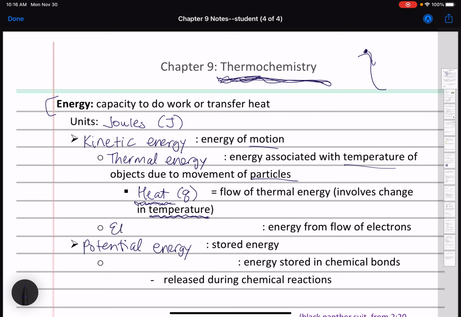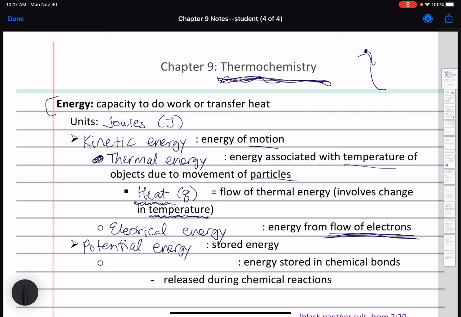Another type of energy that's pertinent to chemistry is electrical energy, which is due to the flow of electrons. That is not what we'll be talking about in this chapter, but we will discuss it next semester when we talk about electrochemistry. So in this chapter, we're really going to be dealing with thermal energy.